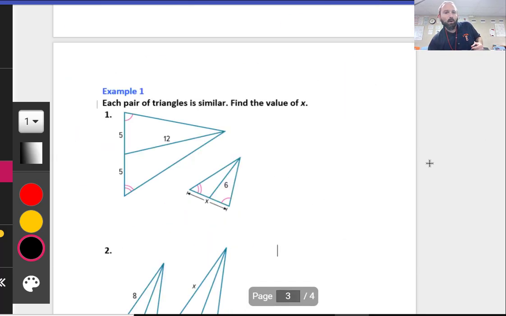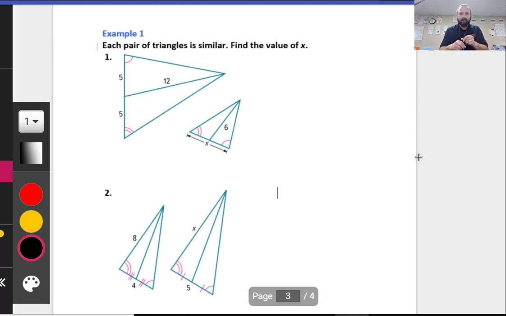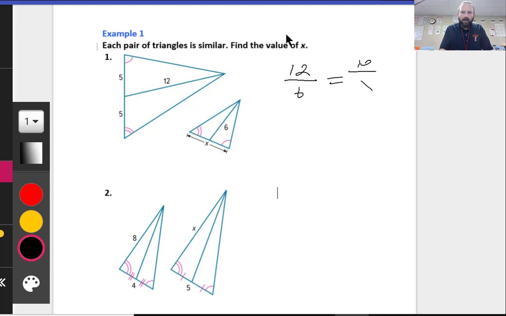Let's do example 1. Each pair of triangles is similar. Find the value of x. All right, well, I know that I can make this 12. So I can make it 12 over 6 will equal, now I could make it the whole thing. So that's 10. So if I add these together, I'll get 10 over x.